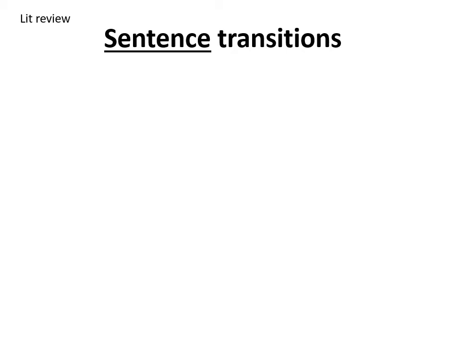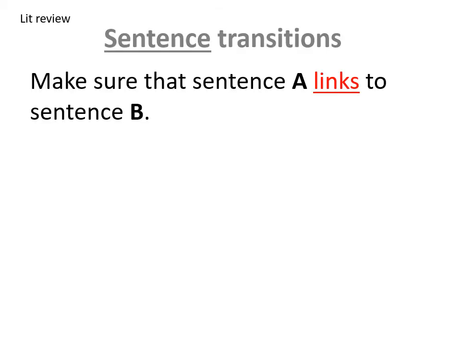A problem that I see, not just in literature reviews but more broadly in people's writing, is problems with sentence transitions. A sentence transition allows us to link the content in sentence A to sentence B in a meaningful way, so that we understand how sentence A relates to sentence B.